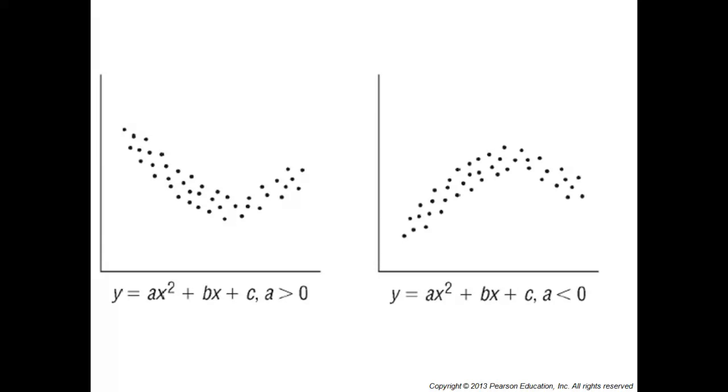So that's what we're looking for when we make a scatter plot. It's something that looks like that. You don't want something that looks like a straight line, because that's linear. So we're looking for things that look like a parabola.